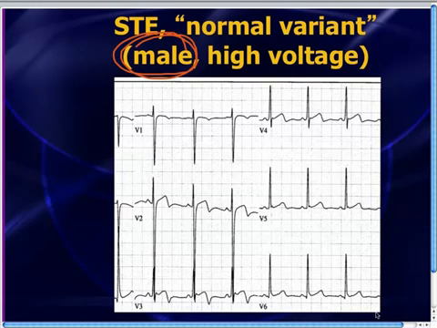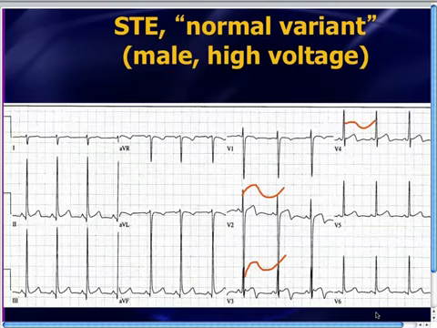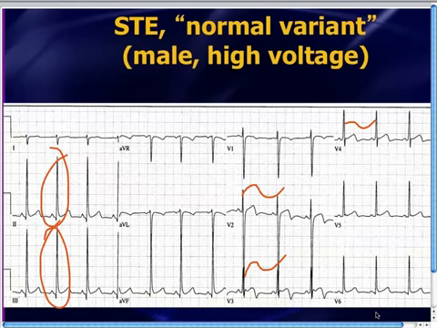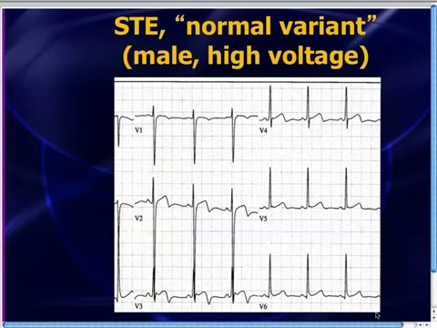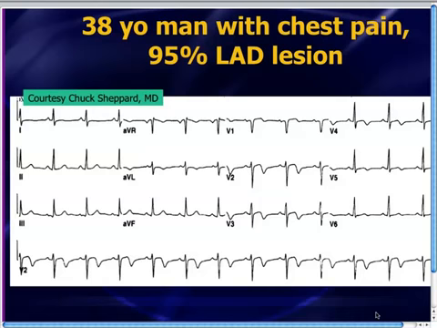The other thing is that you'll notice that there's extremely high voltage. Let me go back a little bit. In all of these leads, you see really, really high voltage. When you see high voltage or large amplitude QRS complexes, the other thing that you'll look for is this little fishhook type of pattern, which is present not necessarily in all of the precordial leads, but in some of the precordial leads. This is the normal variant pattern that oftentimes occurs in young, fairly healthy men, and it tends to be misdiagnosed as Wellens sign.